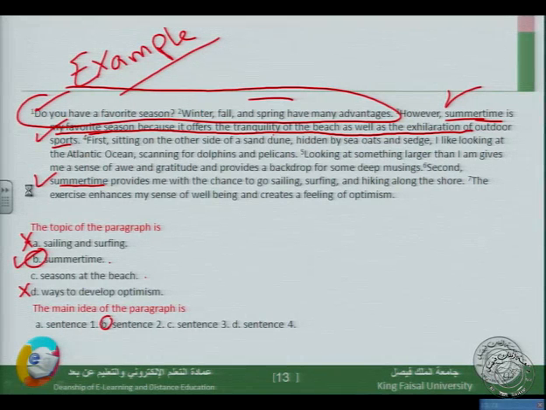In sentence 1, it is the topic of the passage. Again, we were unsure about the topic of the passage. I told you to read the rest to find if there are repeated ideas. So we have one repeated idea. None of these lines is talking about winter or fall or spring. It's only talking about the summertime.